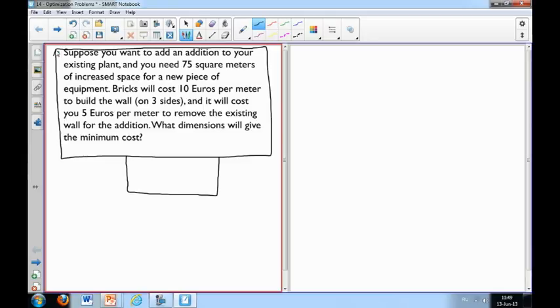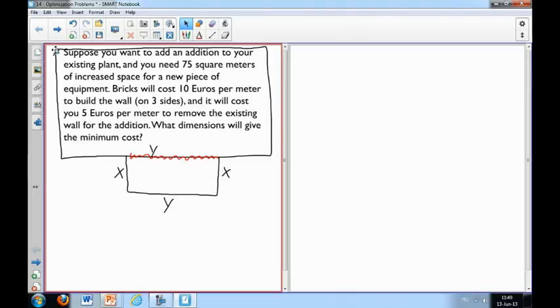We know the cost of the bricks. On one side it says we're going to remove the wall. So that would mean in this section here, the bricks are going to be removed. Remove that part of the wall so you can go in and out of the new addition. Now, of course, we want to know what dimensions will give the minimum cost. So that's what we're trying to find. We could say this side is x. Of course, if it's rectangular, this side is also x. This would be y, and this would be y.